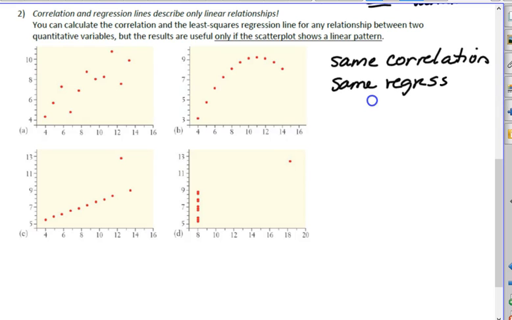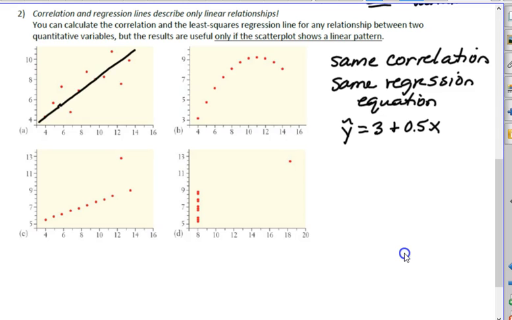A statistician made up this data to illustrate an important point, that you can calculate the correlation and least squares regression line for any relationship between 2 quantitative variables, but the results are useful only if the scatter plot shows a linear pattern. It turns out the regression equation for all of these has a y-intercept of 3 and a slope of 0.5. And if I were to graph the regression line in all of these sets of data, it looks pretty much like this.